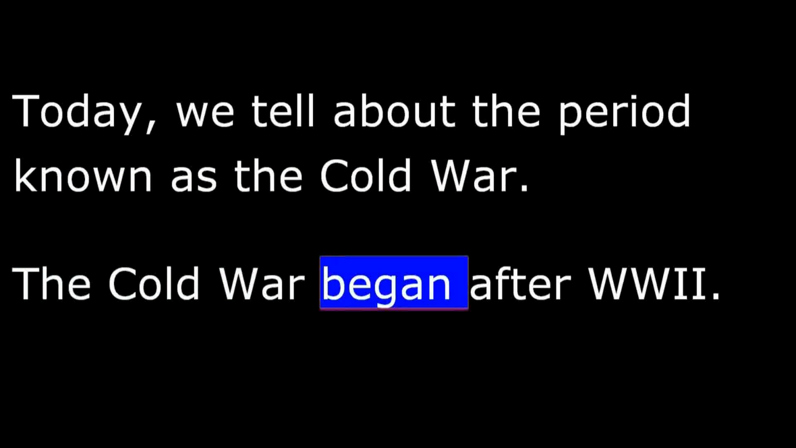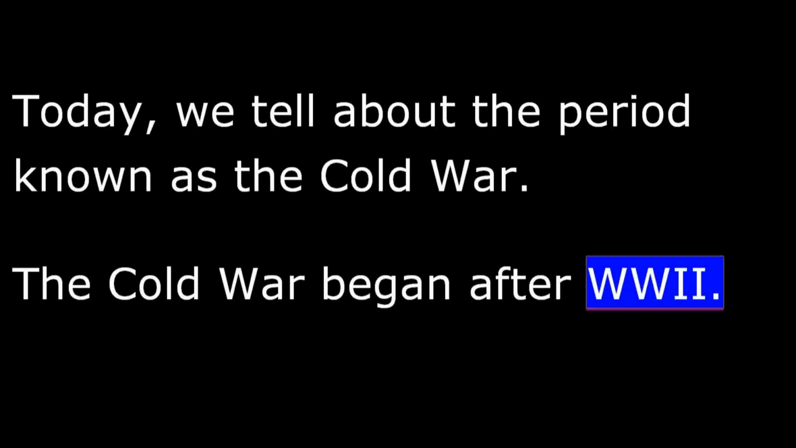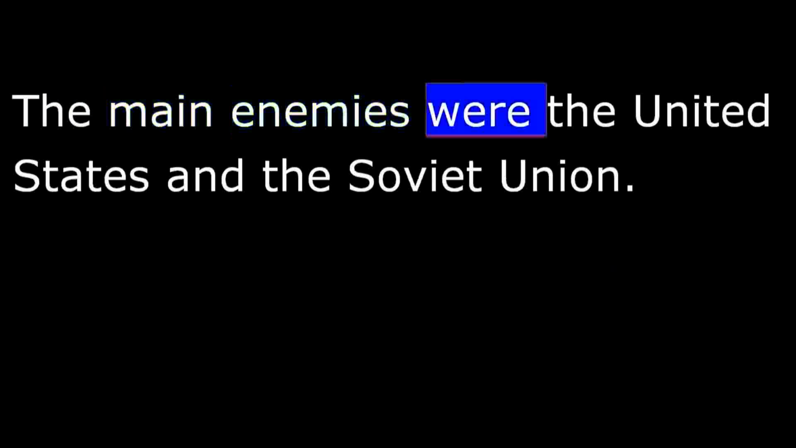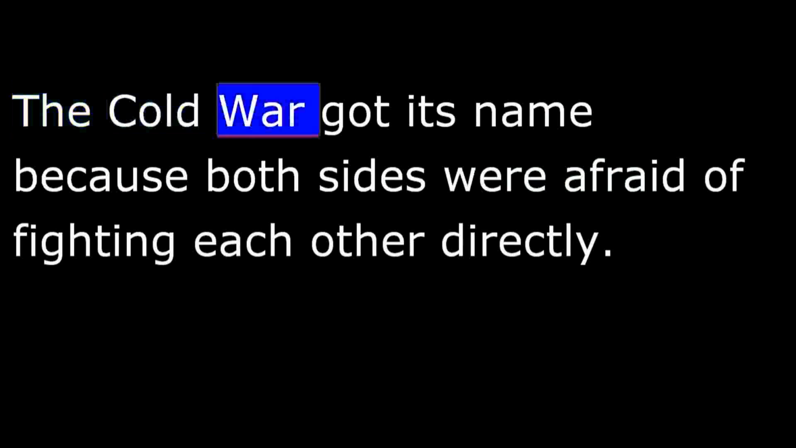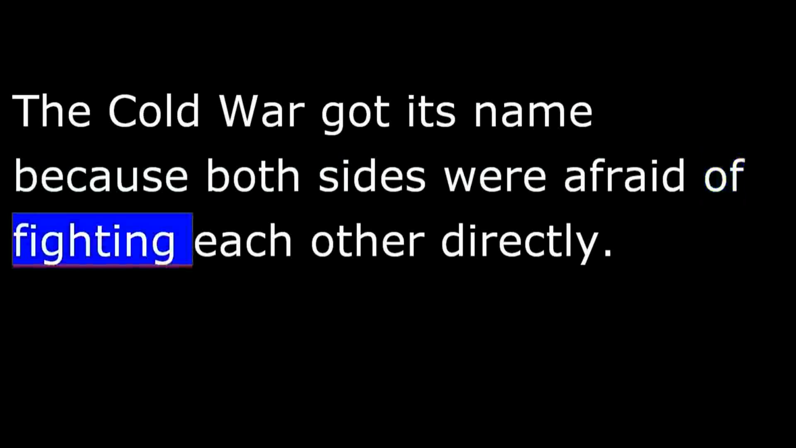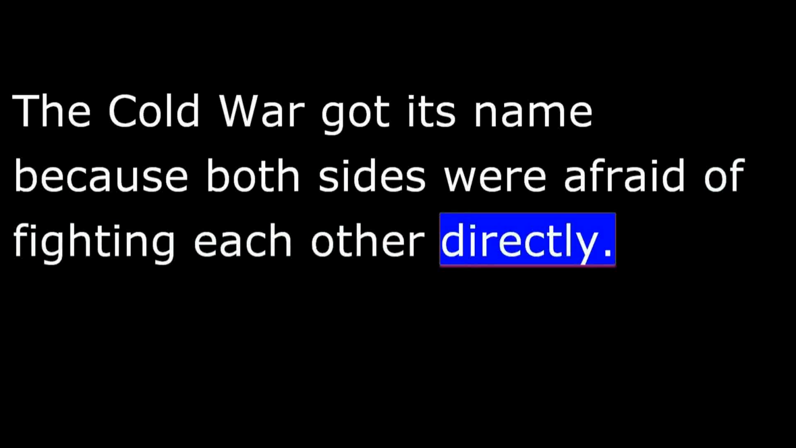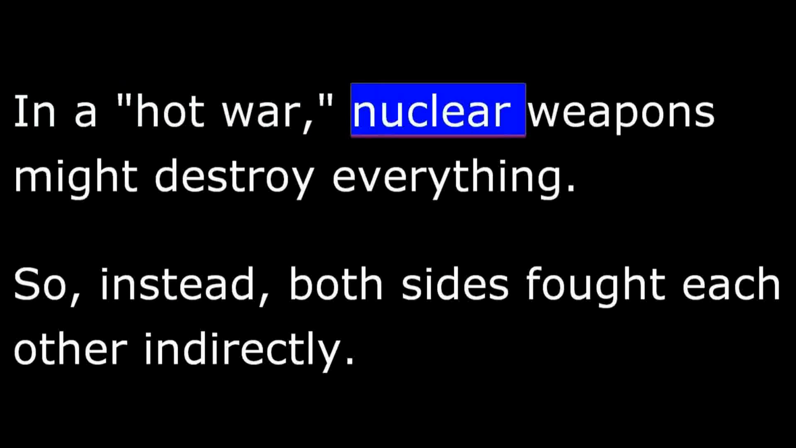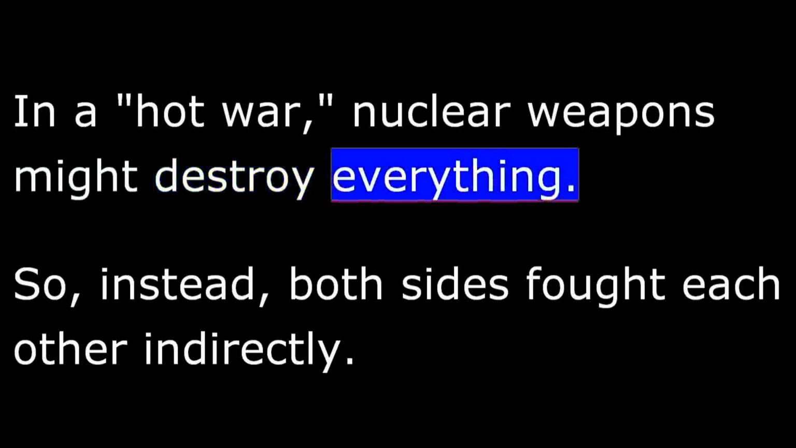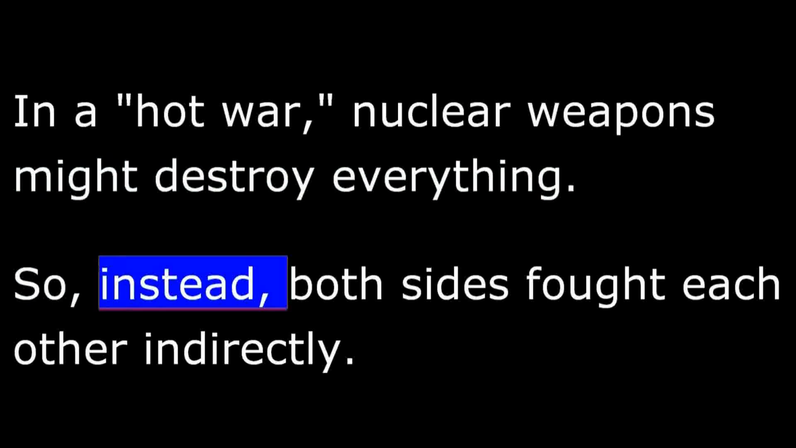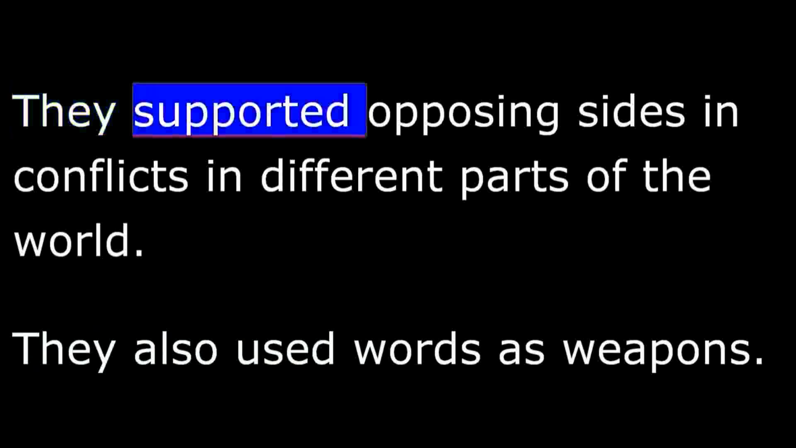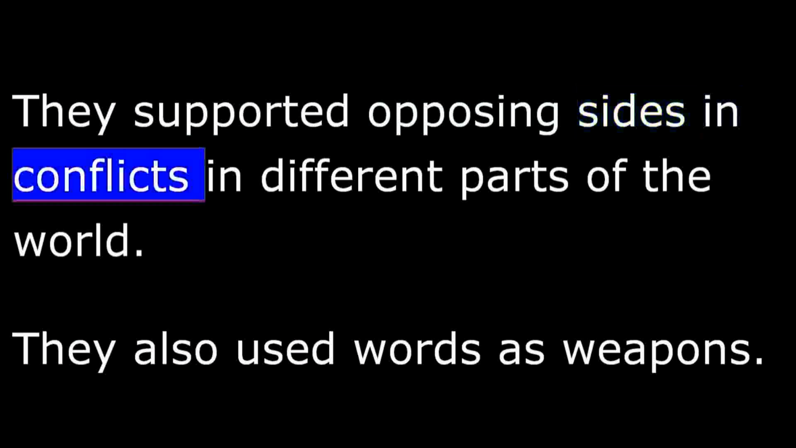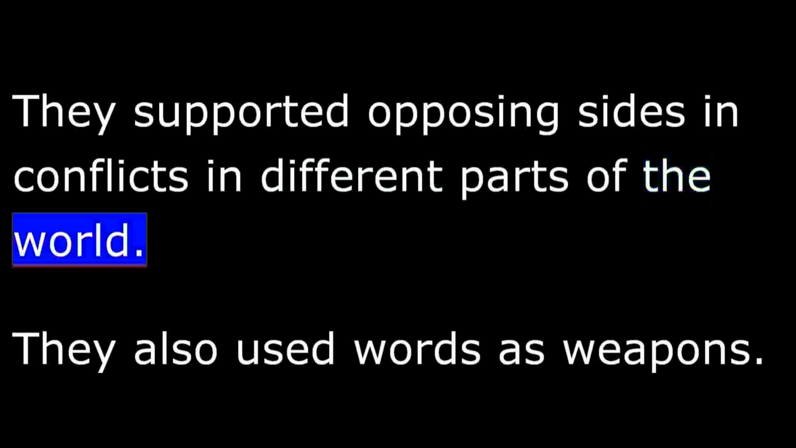The Cold War began after World War II. The main enemies were the United States and the Soviet Union. The Cold War got its name because both sides were afraid of fighting each other directly. In a hot war, nuclear weapons might destroy everything. So instead, both sides fought each other indirectly. They supported opposing sides in conflicts in different parts of the world.